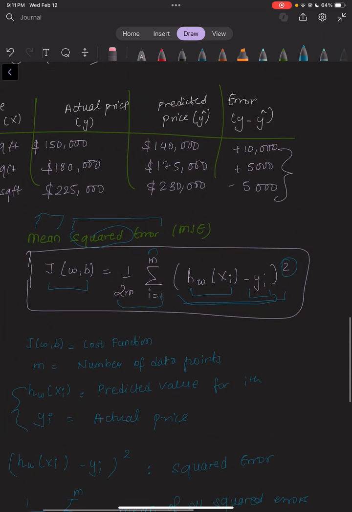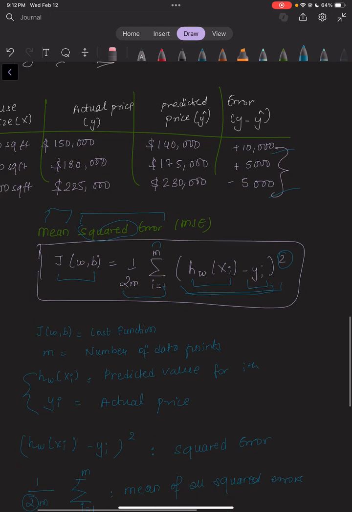So number one, no negative errors. Some predictions are too high like we saw here, and then some are too low like we saw here. So if we just add them up, they might eventually just cancel out each other and give us 0, which is misleading because there are errors out there. So squaring makes them all positive. That way we are accounting for all the errors.